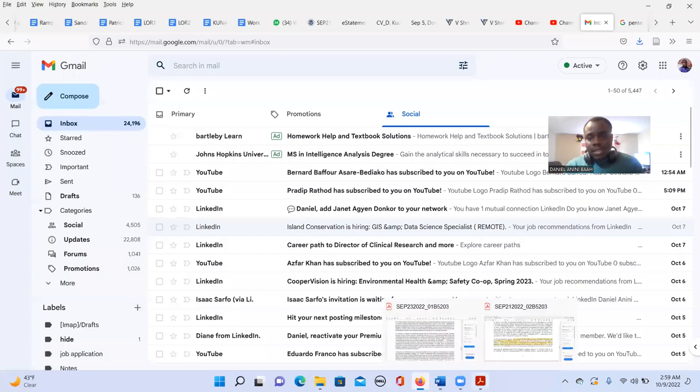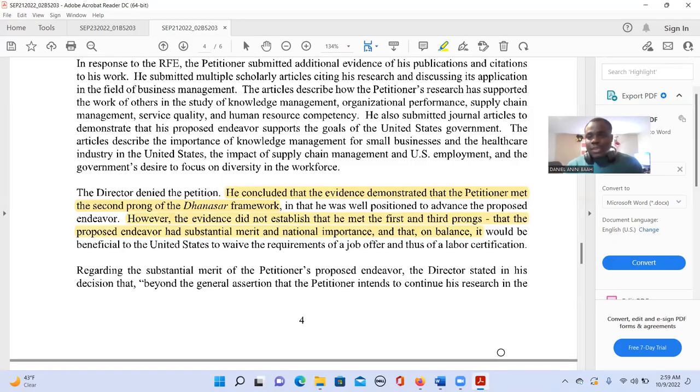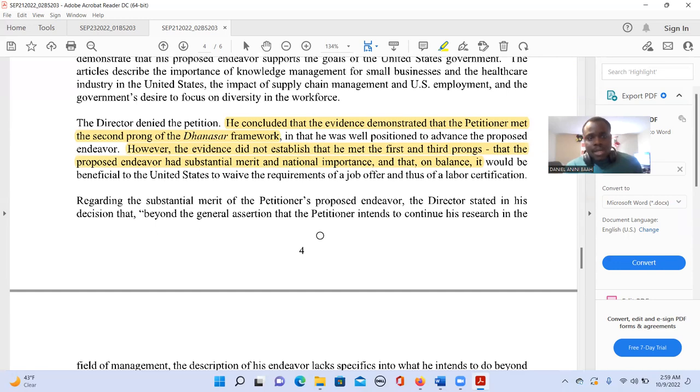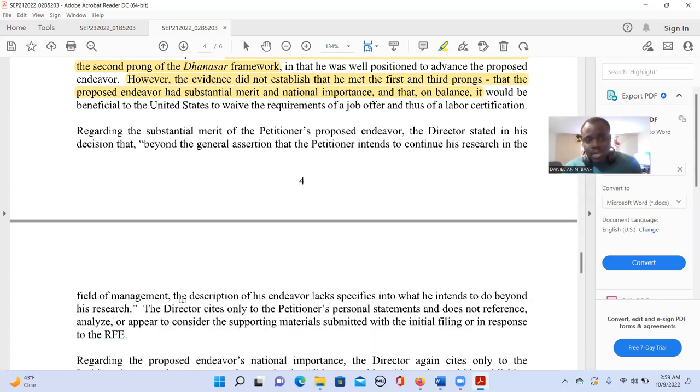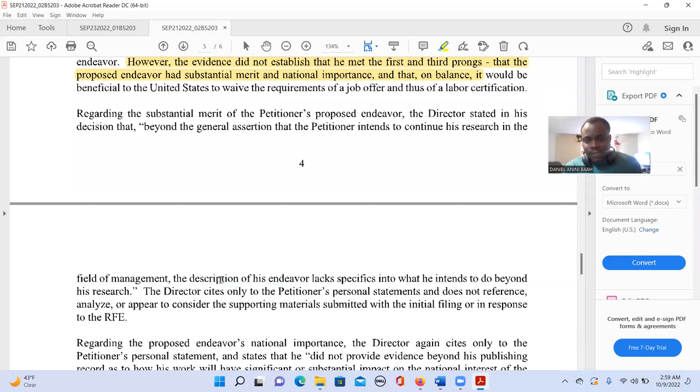So you see, that is how the officers insist on making sure that all the prong tests are satisfied. It will be beneficial to the United States to waive the job offer requirement, that's the labor certification. Regarding the substantial merit and national importance, the director stated in his decision that beyond the general assertion that the petitioner intends to continue his research in the field of management, the description of his endeavor lacks specifics. This is what I was talking about, specifics into what he intends to do beyond his research. The director cites only the petitioner's personal statement and does not reference or appear to consider the supporting material submitted.